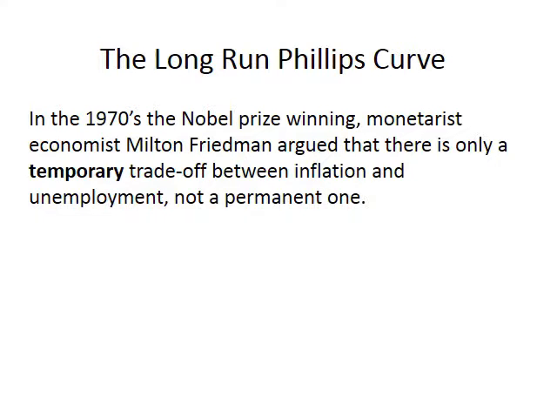We'll now move into the long-run Phillips curve. In the 1970s, Nobel Prize-winning monetarist economist Milton Friedman argued that there's only a temporary trade-off between inflation and unemployment, not a permanent one, and we'll look at this in just a moment.